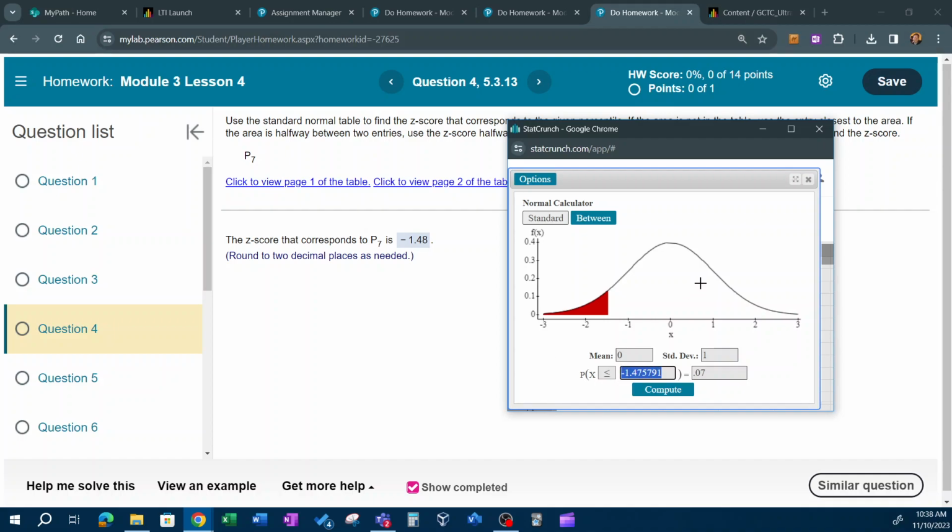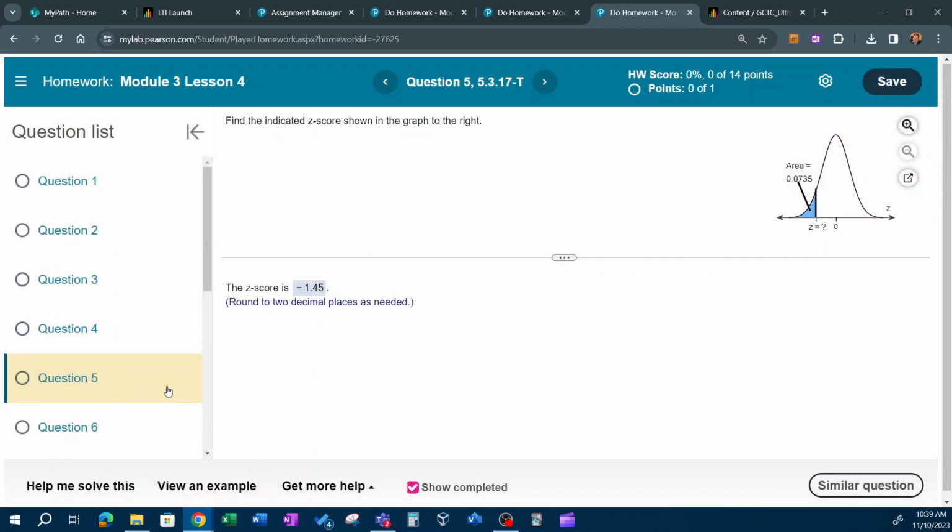I started that out wrong, but Module 3, Lesson 4 actually gives you either the percentage, like in this case, it's 7%, or it gives you the area of that, which you also put in here, or it gives you the probability. Let's just look at another problem here. This one gives you the area. Let's do this one.